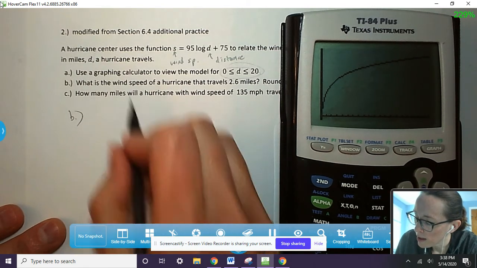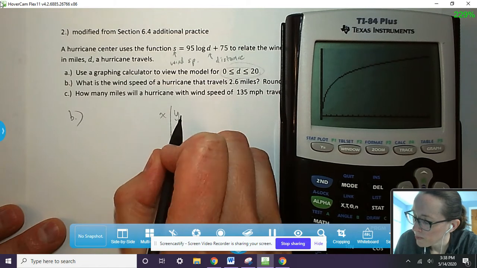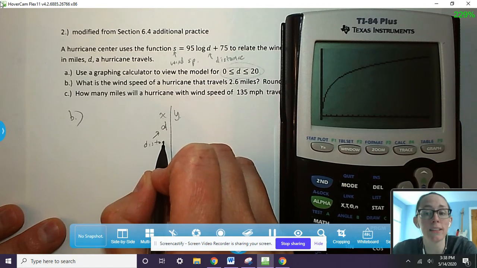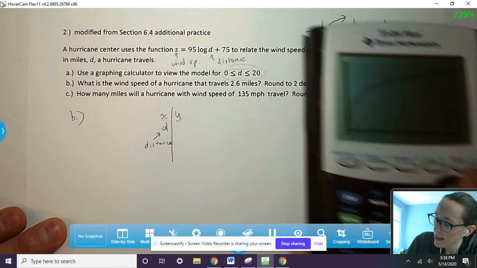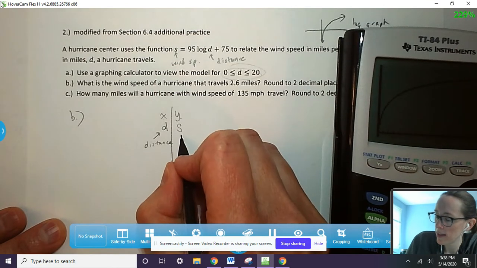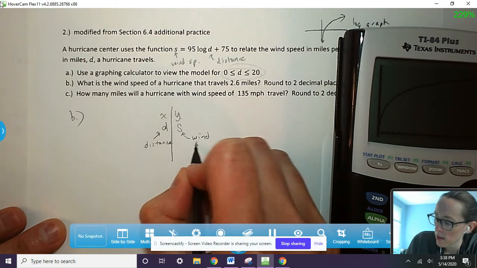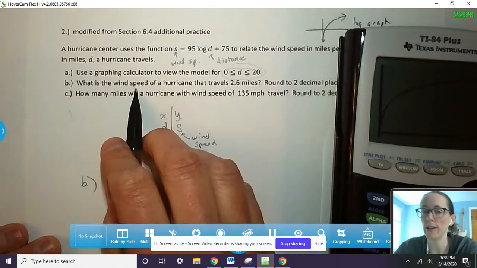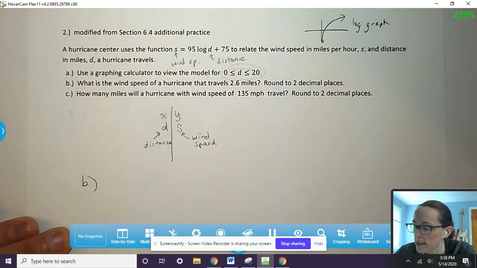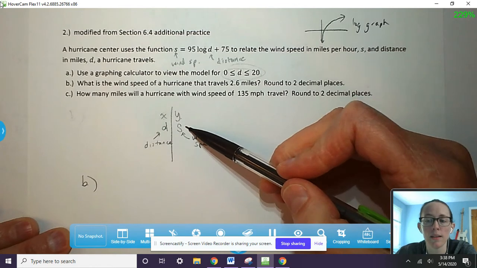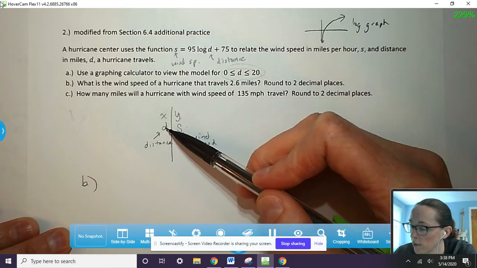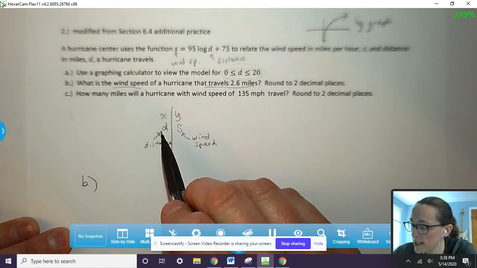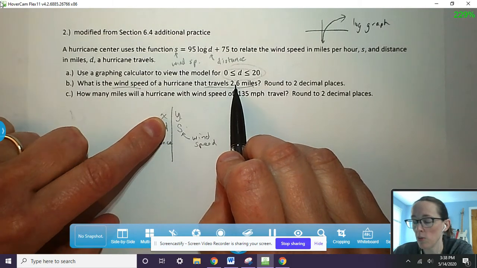So remember, for our table, X is our input, Y is our output. We're using D, so distance is being treated as the input or the X value here. And Y, the output, is being treated as S, and that's the wind speed. So for part B, it says, what is the wind speed when we travel 2.6 miles? So is the 2.6 D or S? The 2.6 is D because we're looking for wind speed. The hurricane has traveled 2.6 miles. So this is your D value or your X value, and we want to find the Y.